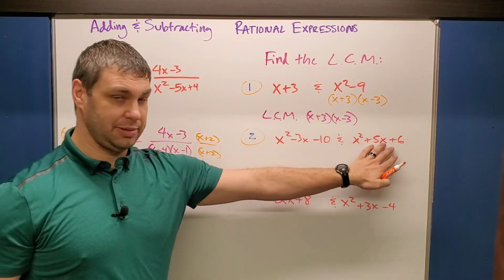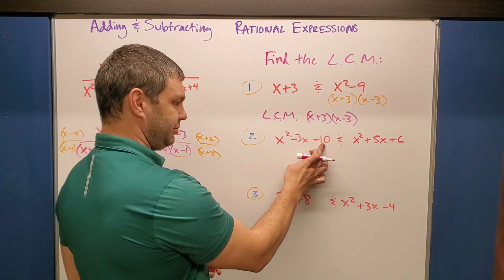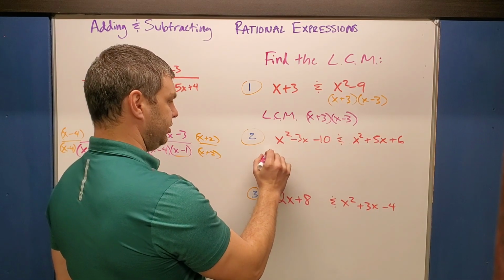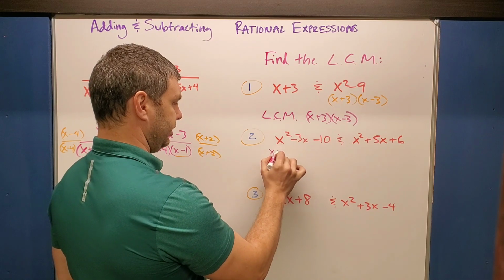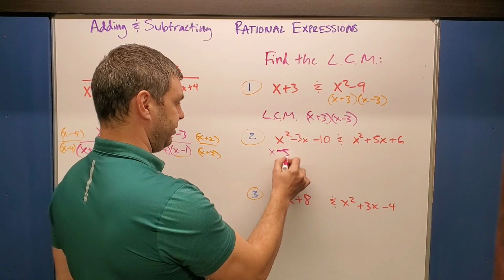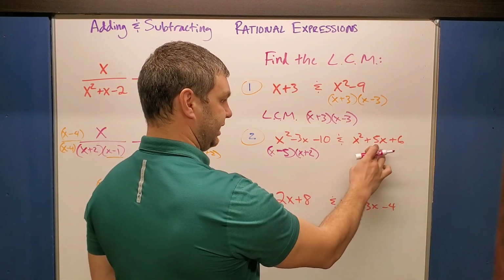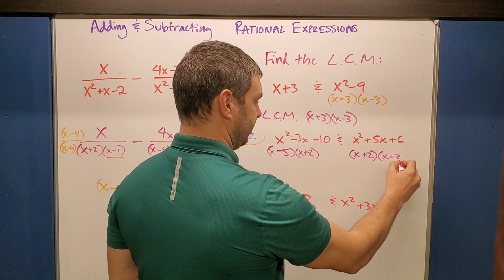These two both need to be factored, kind of like those ones were. And let's see what happens here. What multiplies to be negative 10 and adds to be negative 3? Well, that's going to be negative 5 and 2. So x, oops, I wrote the wrong thing. Let's go x minus 5 and x plus 2. Over here, what multiplies to be 6 and adds to be 5? 2 and 3. x plus 2, x plus 3.